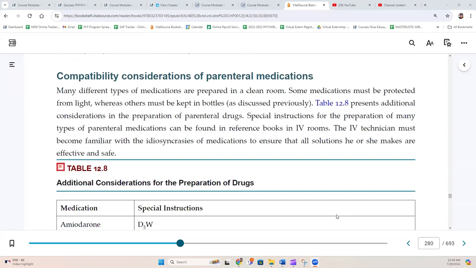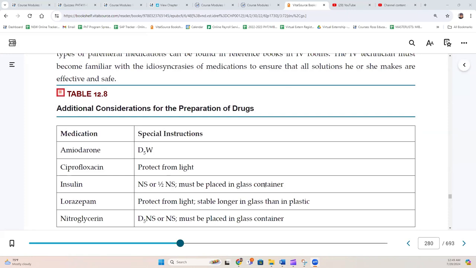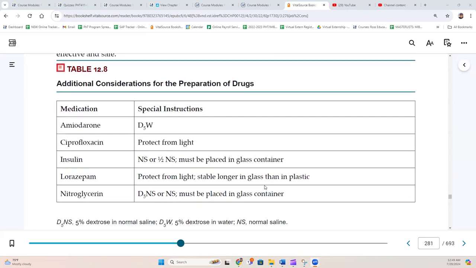Many different types of medications are prepared in a clean room. Some medications must be protected from light, whereas others must be kept in bottles. Table 12.18 presents additional considerations in the preparation of parenteral drugs. Special instructions for the preparation of many types of parenteral medications can be found in reference books and IV rooms. The IV technician must become familiar with the idiosyncrasies of medications to ensure that all solutions he or she makes are effective and safe. Table 12.18 is where it shows additional considerations for the preparation of drugs.